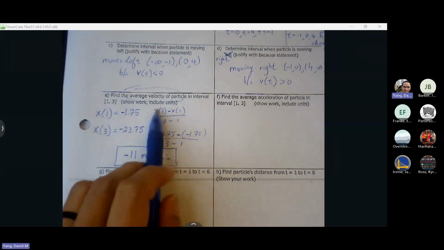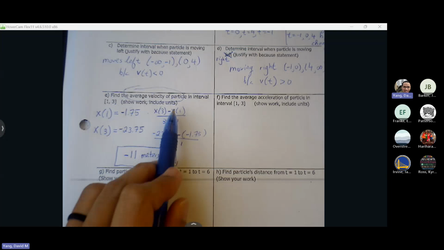Pay attention to what's told to you at the very top of the page. Change in position over change in time, so the numerator is meters, the denominator is time. So meters per minute.